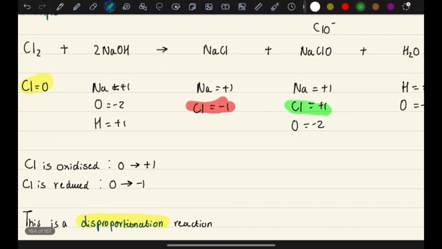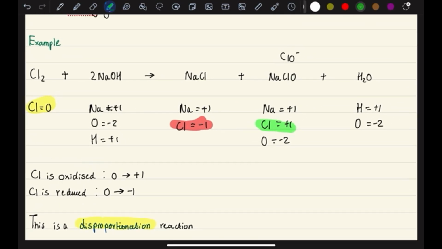And this is what I need to bring in. That is called a disproportionation reaction. That's the last one we need to know. A disproportionation reaction is a reaction in which the same element is oxidized and reduced, so oxidized and reduced at the same time. It's another type of redox reaction, so just be aware of that. I hope working through that has shown you how to go about a question like that.